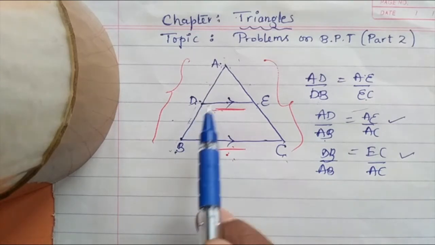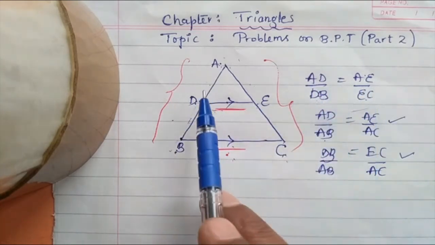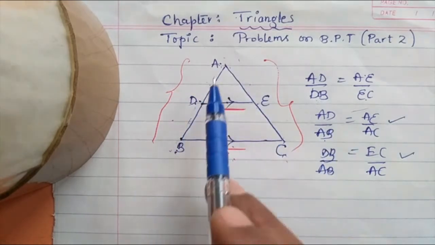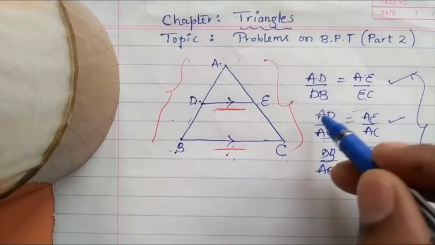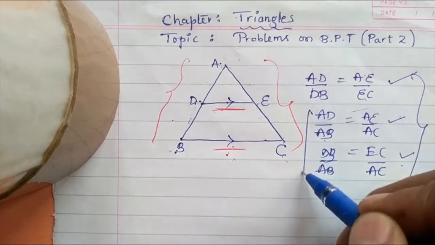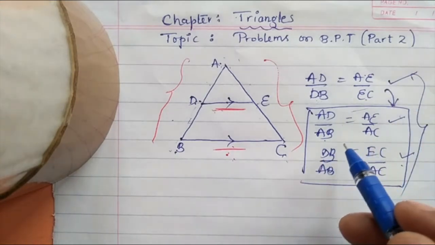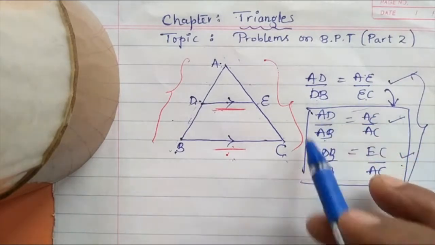AD by DB, AE by EC, part by part form, is one. Part and full is another. This part and full, this part and full, is another. These three are the results of BPT only. This is from the theorem. These are the additional results which are derived from the main. These two are derived from this main result by taking LCM, adding 1 and taking the reciprocal. In that way we obtain them. So all three are correct.